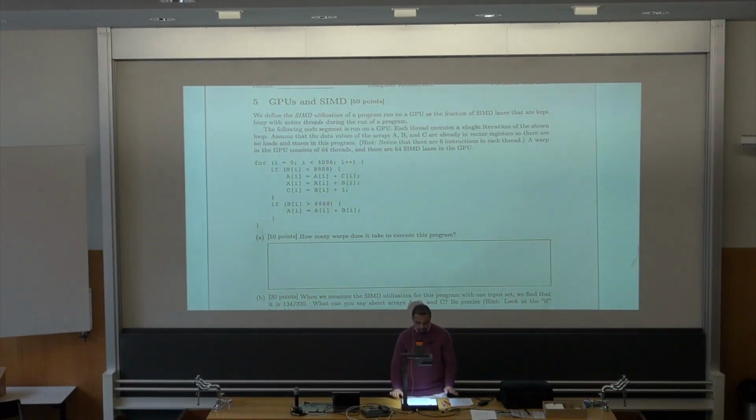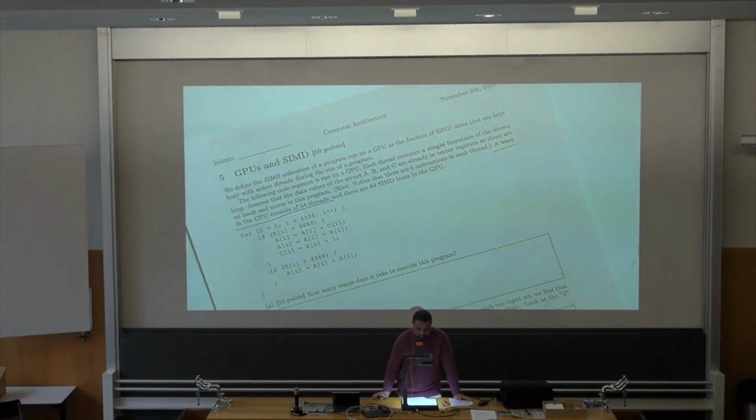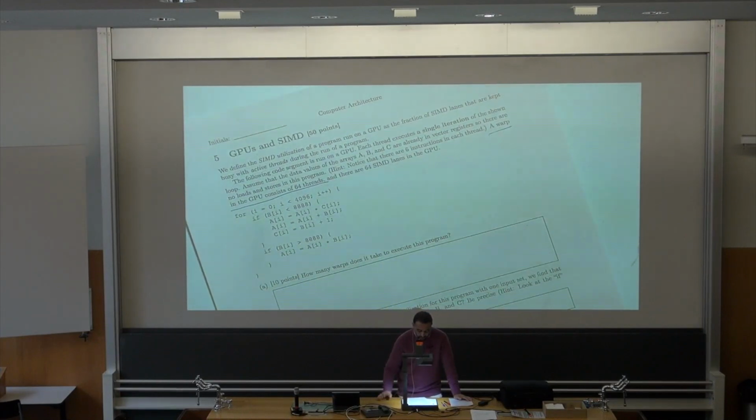All right, guys, so the next question is about the GPU and SIMD. So basically, you are given a piece of code, and you are asked to analyze the SIMD utilization and how many warps it takes to execute this program. So the question gave you, per warp, you have 64 threads. And the question said that per iteration, you assign each thread to each iteration for that piece of code.